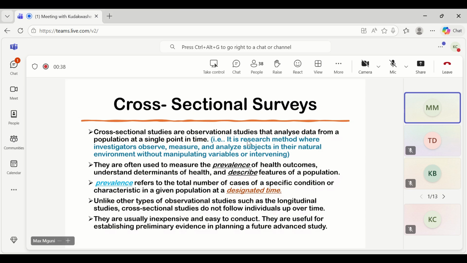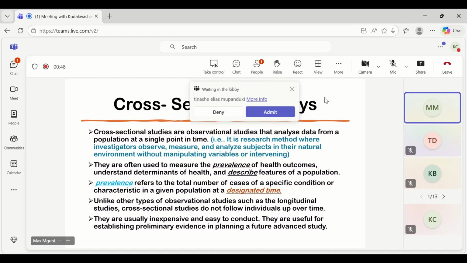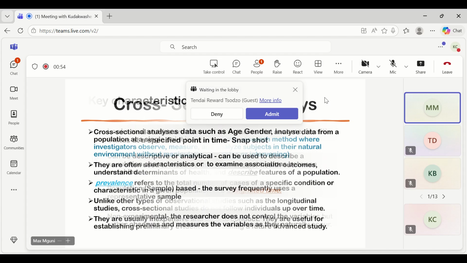A cross-sectional survey looks at a particular point in time. That's the key point. They are usually inexpensive and easy to conduct. They are useful for establishing preliminary evidence in planning for future advanced studies. So you can actually use data obtained from this study as input for future studies.